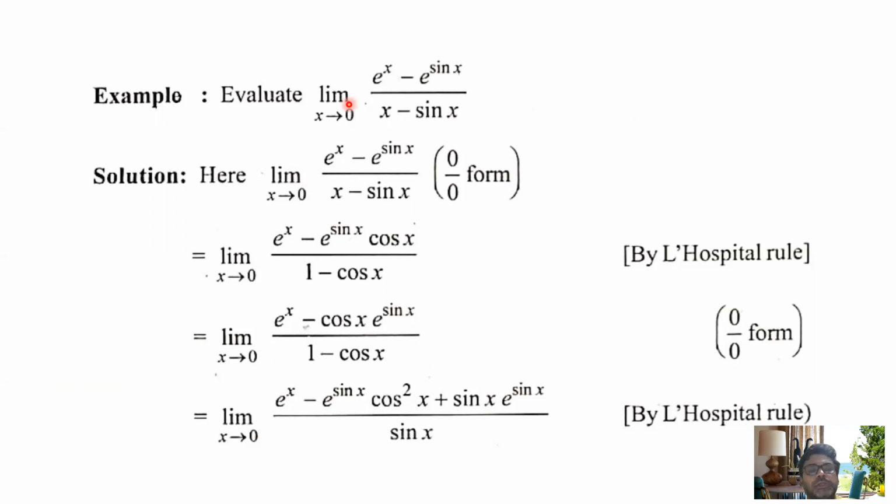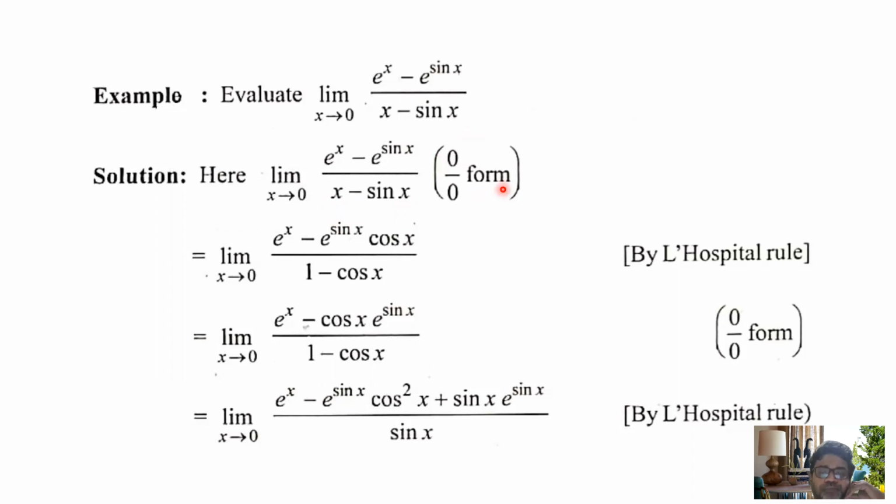Now evaluate the limit as x tends to 0 of (e^x minus e^(sin x)) by (x minus sin x). The process is the same. If I put x equals 0, e to the power 0 means 1, and e to the power sin 0 means 1, so 1 minus 1 is 0, and 0 minus 0 is 0.